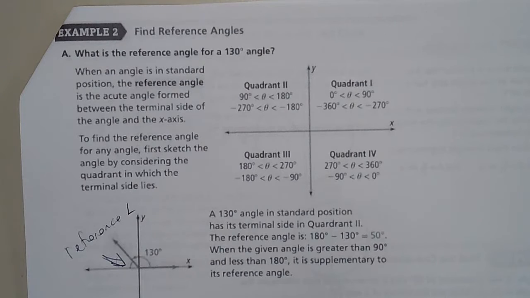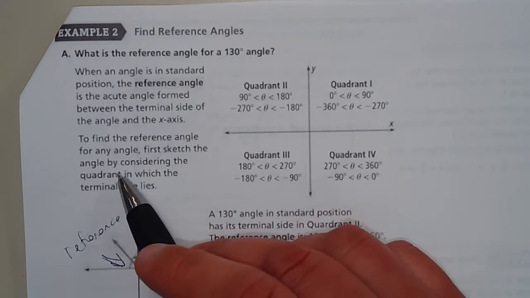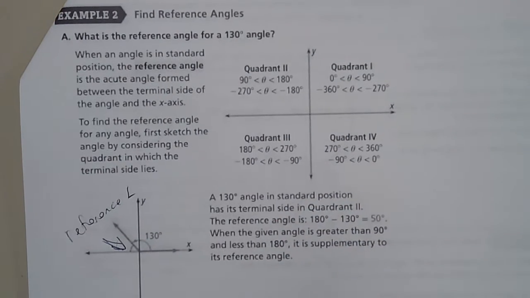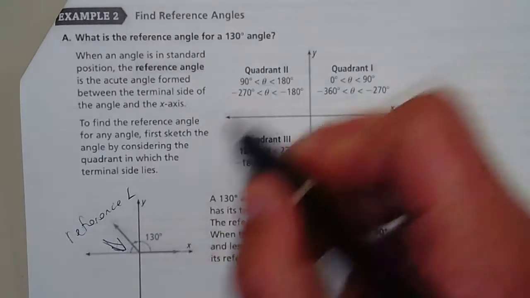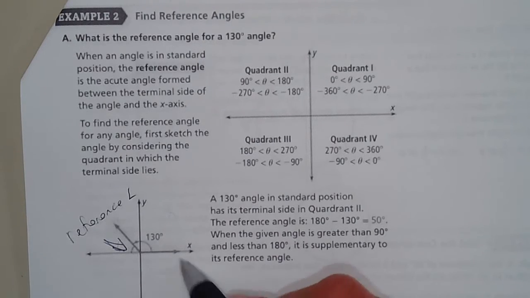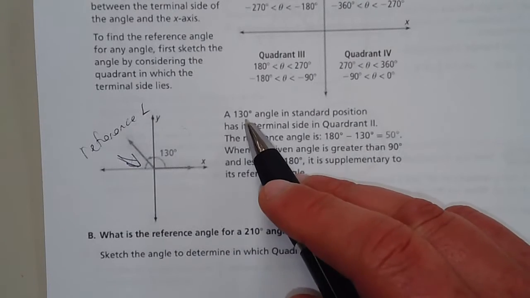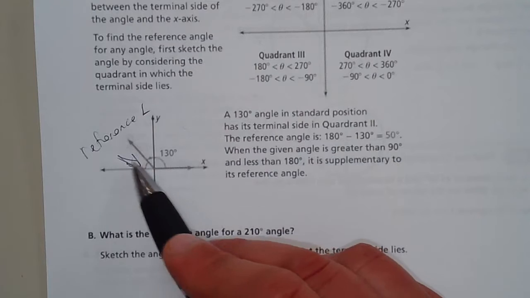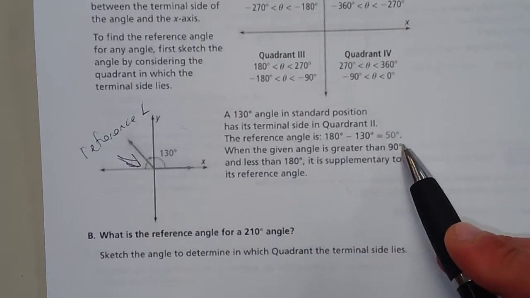All right. So in these cases, it says to find the reference angle for any angle, first sketch the angle by considering the quadrant in which the terminal side lies. Basically, recognizing that if it's between 0 and 90, it's going to lie here. Between 90 and 180, it's going to lie here. 180, 270 is going to be here. 270, 360 is going to lie here. Okay. So a 130 degree angle in the standard position has a terminal side lying in quadrant 2.